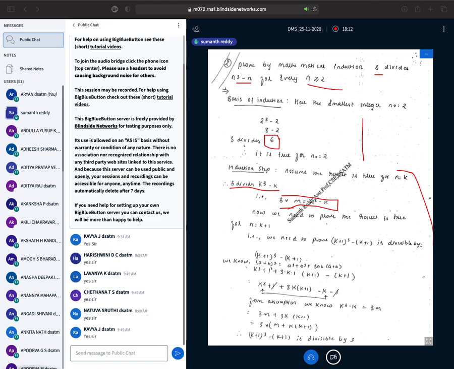Now I need to prove the result is true for k plus 1. So what I need to prove is that 3 into some number should also divide the next term. The next term will be k plus 1 whole cube minus k plus 1. I'm telling the same thing from the first problem of mathematical induction: to get the next term, just replace k with k plus 1. So now you need to check whether k plus 1 whole cube minus k plus 1 is also divisible by 3.